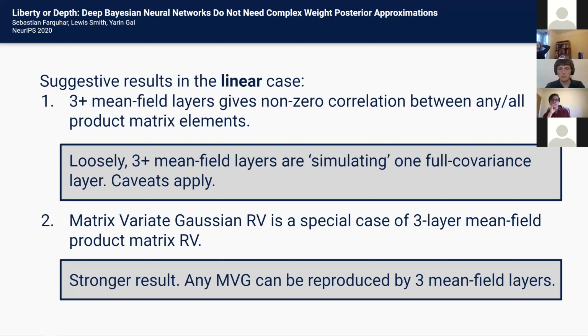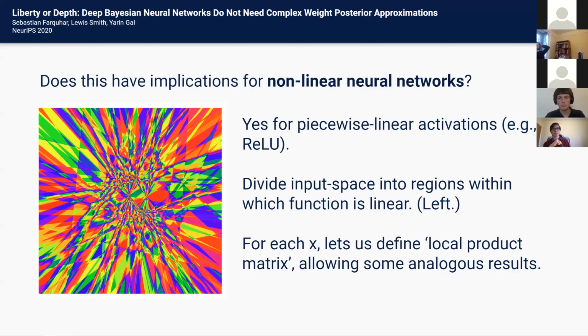And that's interesting just because the matrix variate Gaussian is a promising structured covariance approximation that people often make use of. But all of these are for linear networks, and it's reasonable to ask if this has any implications whatsoever for nonlinear ones. And we think the answer to that is yes, at least for piecewise linear activations, which are quite common, like ReLU.